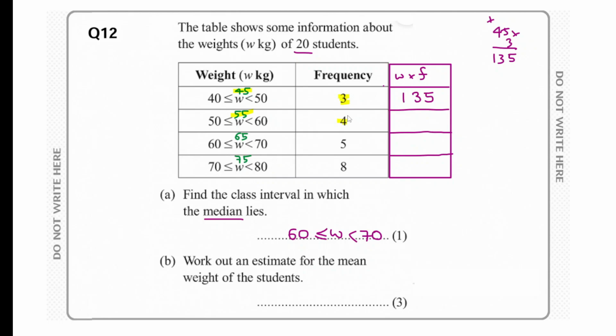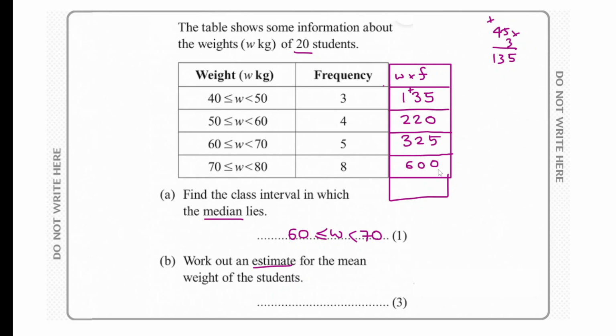65 multiplied by 5. Again, I would personally do it by 60 times 5, 300. 5 times 5, 25. So that's 325. 75 multiplied by 8. You can also do this in a quick way by turning 2 75s into 150 and timesing it by 4 to get 600. Or you can just do the normal way. Now let's get the total of these numbers.